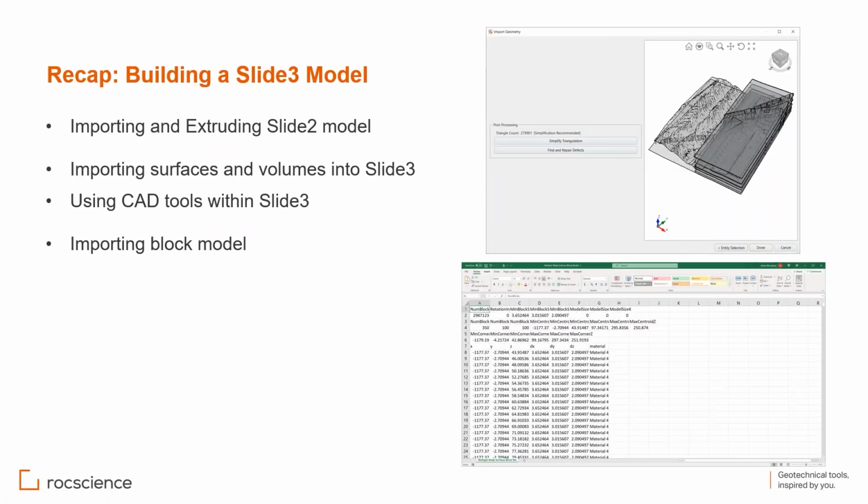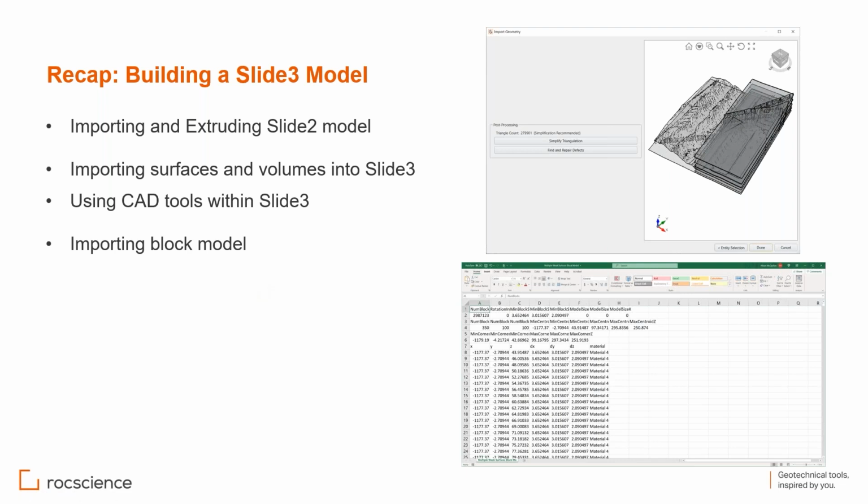Block model in Slide 3. As I mentioned, you can import a Slide 2 model in Slide 3 to make a 3D model. You can import surfaces and volumes. You can use the CAD tools in the software to make the geometry. And the last one, which is the new one, is that you can import block models.